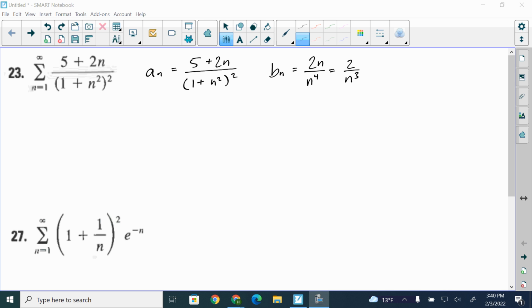Okay, so when we look at this one, our a sub n, what's inside here, and then what we're going to compare it to are the dominant pieces. So the dominant piece of the numerator is 2n. And then down here, think about if you multiplied that through, n to the fourth would be the dominant piece. And then we can just eliminate an n from the top and bottom. So this is really what we're comparing it to.